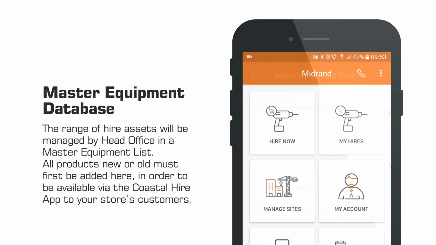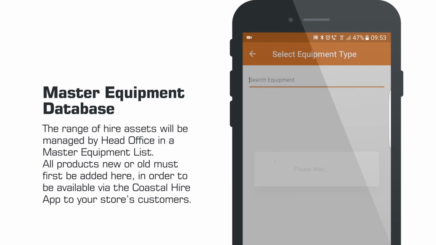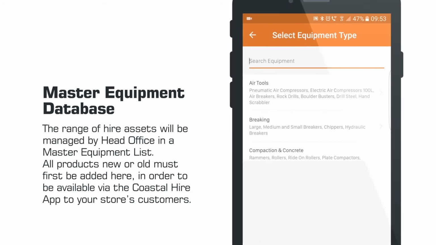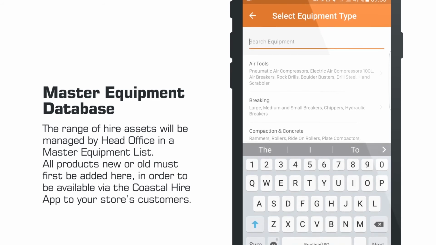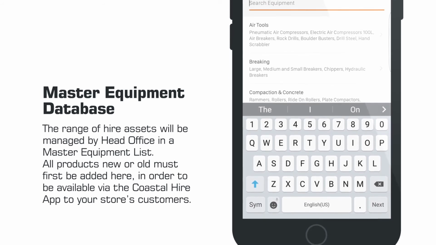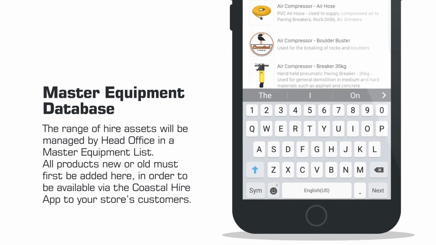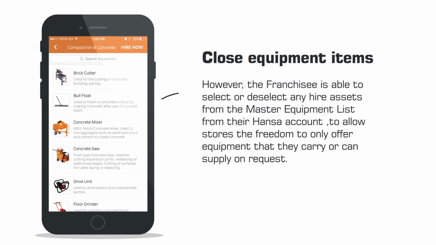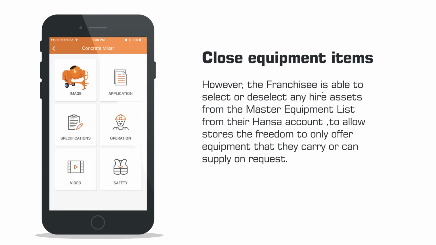The range of hire assets will be managed by head office in a master equipment list. All products, new or old, must be added here in order to be available via the Coastal Hire app to your store's customers. However, the franchisee is able to select or deselect any hire assets from the master equipment list from their Hansa account to allow stores the freedom to only offer equipment that they carry or can supply on request.